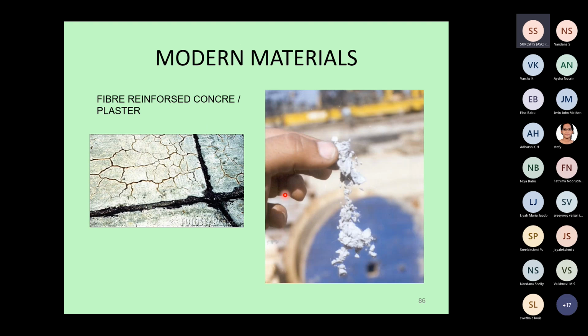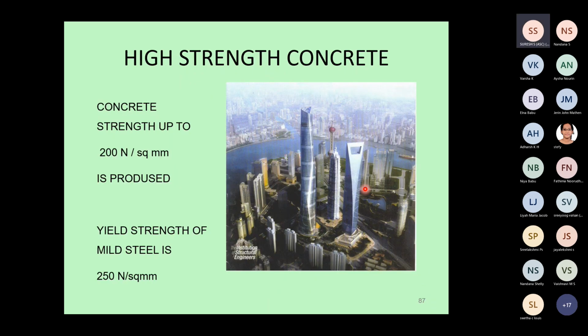Now you can see fiber reinforced concrete. They are used for concrete, and they are used for plaster. Nowadays, what we call ultra high strength concrete is available, M100 and better. All these things are made by use of fibers. Small fibers are mixed with the concrete, which will prevent the cracks. It will make the concrete tensile strength higher, and we can make use of that tensile strength also.